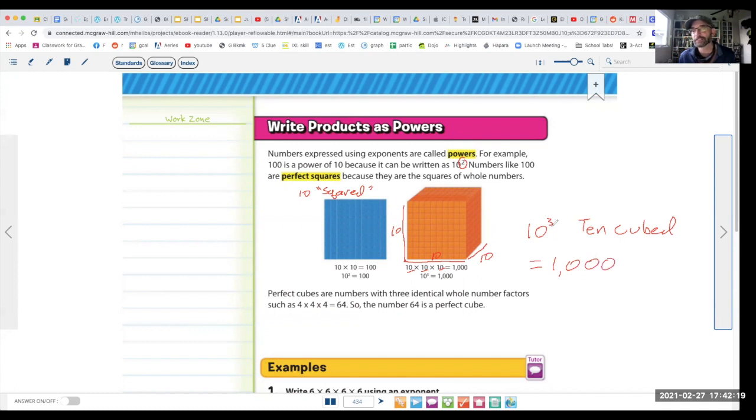And now notice this. There's a 3 here. There's 3 tens, 10 times 10 times 10. And there's 3 zeros in 1,000. So that number of zeros thing, again, only works when it's 10. But you'll see this a lot, especially in science kind of things.